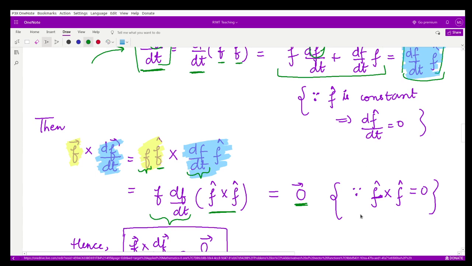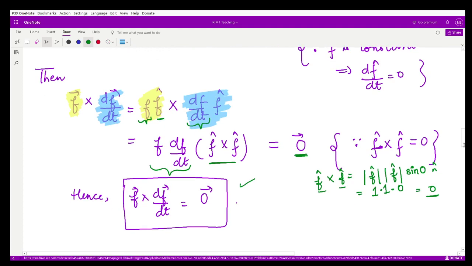Because what is the definition here? If you look at this, f cap cross f cap is equal to the magnitude of f cap, the magnitude of f cap, into the sine of the angle between them. Now because they are the same, the angle between them is 0, into n cap. Because this is a unit vector, its magnitude is 1, this is also a unit vector, magnitude is 1, and sine of 0 is 0. So finally you have 0 here. So this is equal to 0. So this is what we intended to prove, that this quantity here is equal to 0.